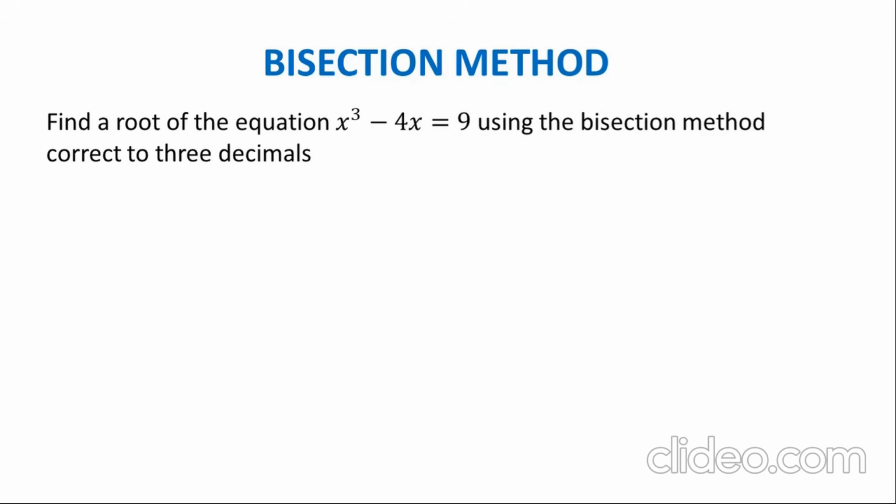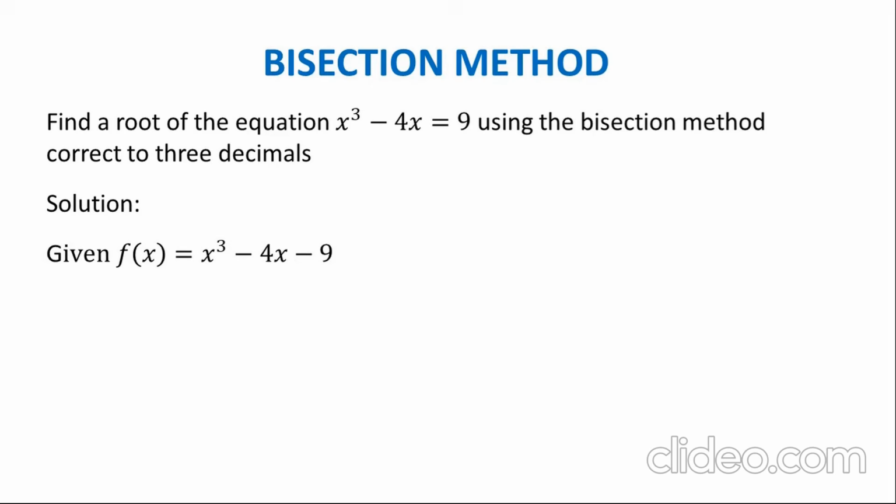Find the root of the equation x cube minus 4x equal to 9 using the bisection method corrected to 3 decimals. So I'm going to do this problem for 2 decimals to save time, and the convergence will occur very fast, so I'm considering 2 decimals for my calculation.